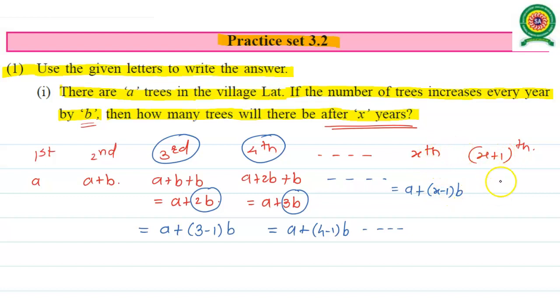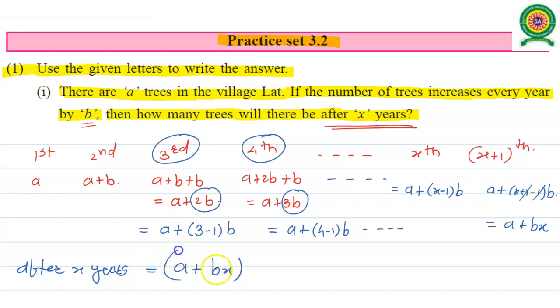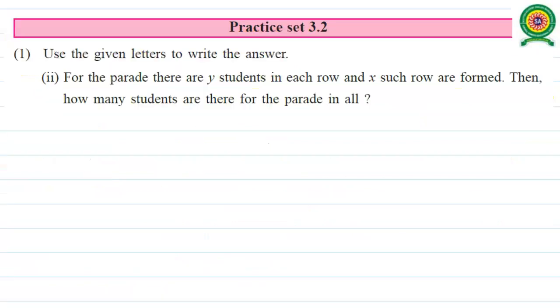Now for the X plus 1th year, we will get A plus X plus 1 minus 1 times B. After simplifying, plus 1 minus 1 gets cancelled, so we have A plus X into B, we can write it as A plus Bx. So our answer becomes: after X years, there were A plus Bx number of trees in the village lot. Look ahead for the next question.